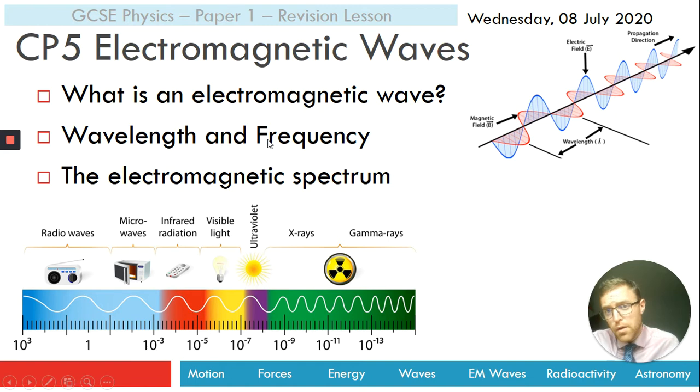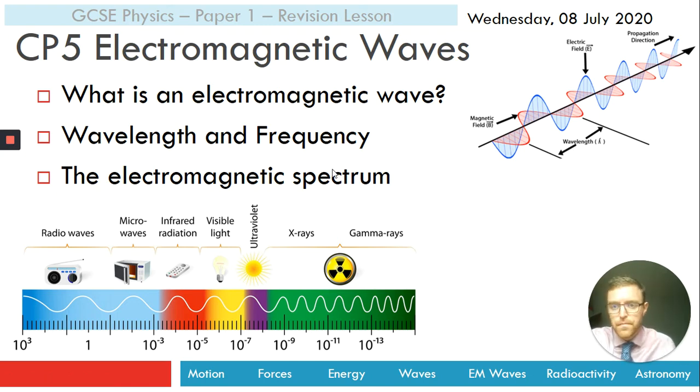What do we mean by wavelength and frequency? What do these two words mean? Find a definition for wavelength and frequency. And you could also find the unit for wavelength and frequency. And what is the electromagnetic spectrum?